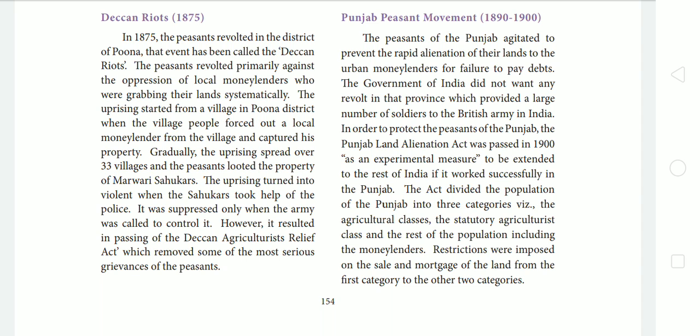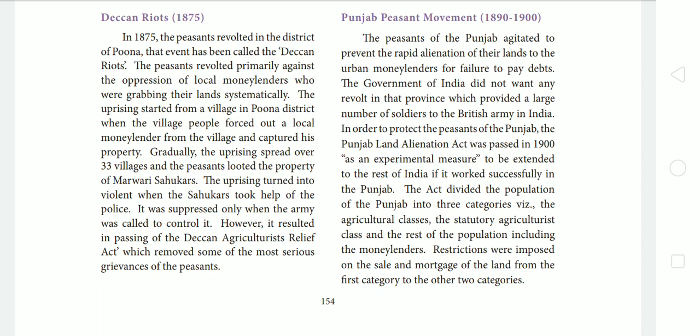So the peasants revolted primarily against the oppression of local moneylenders who were grabbing their lands systematically. The uprising started from a village in Pune district when the village people forced out a local moneylender from the village and captured his property. Gradually, the uprising spread over 33 villages and the peasants looted the property of Marwari Shaukas. The uprising turned violent when the Shaukas took help of the police. It was suppressed only when the army was called to control it.